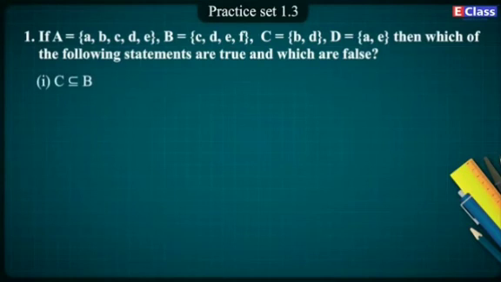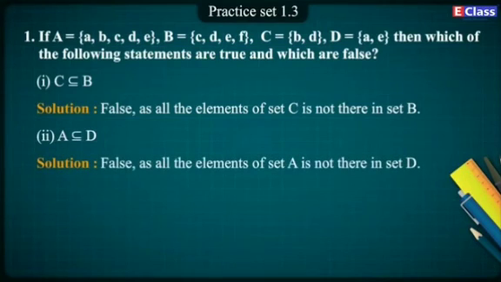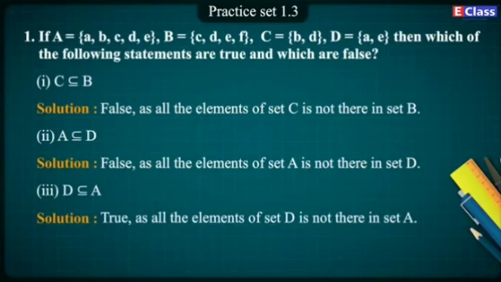1. C is a subset of B. Solution. False, as all the elements of set C are not there in set B. 2. A is a subset of D. Solution. False, as all the elements of set A are not there in set D. 3. D is a subset of A. Solution. True, as all the elements of set D are there in set A.